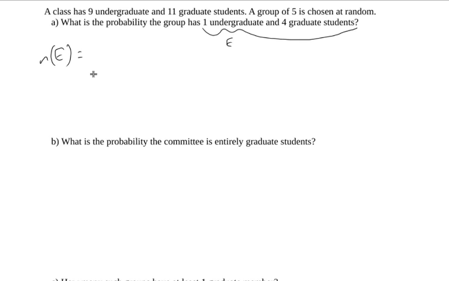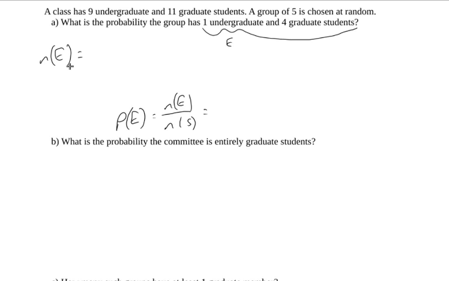And so the first thing I want to do is figure out the number of ways that this event can happen, because I'm trying to figure out the probability of E, which is going to be n of E over n of S. I'm writing it down here because that's where I'm going to continue with it. I'm going to first figure out what n of E is, though.